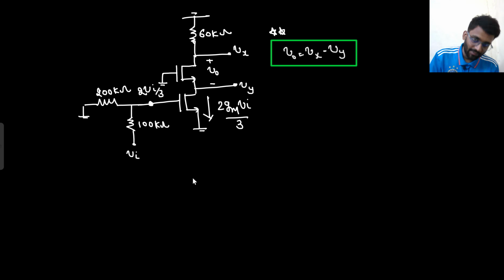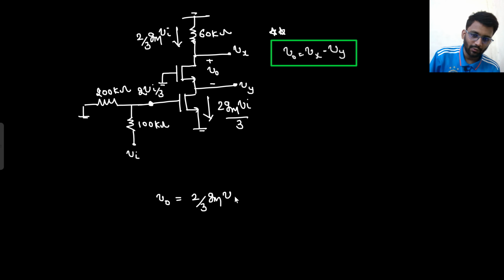So now this same current will be flowing in the complete MOSFET, and the same current will be flowing through the resistance. So the current flowing here is 2 by 3 Gm V in. So what do you think, what will be your V0? If you write V0 is 2 by 3 Gm into V in into 60K, and certainly there is a negative sign as well, right? Since it is flowing like this, there will be a negative sign.